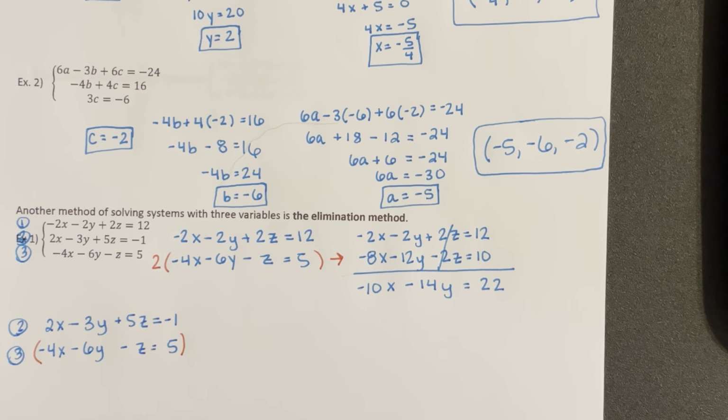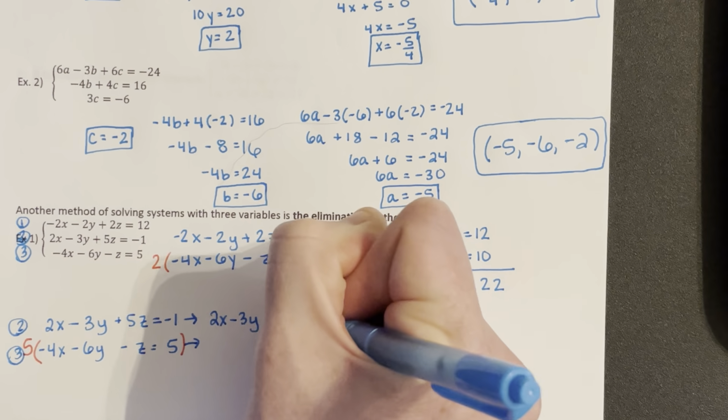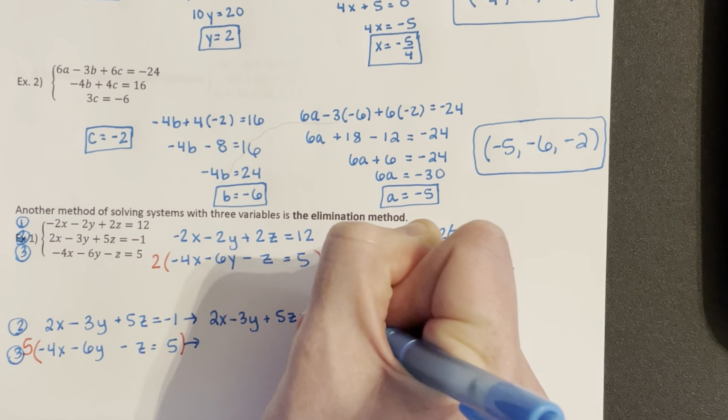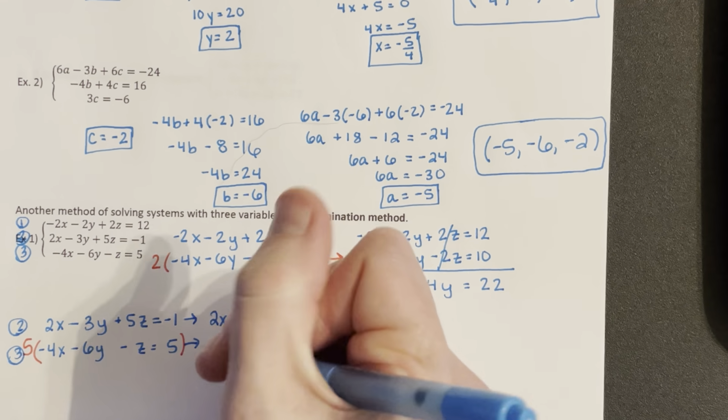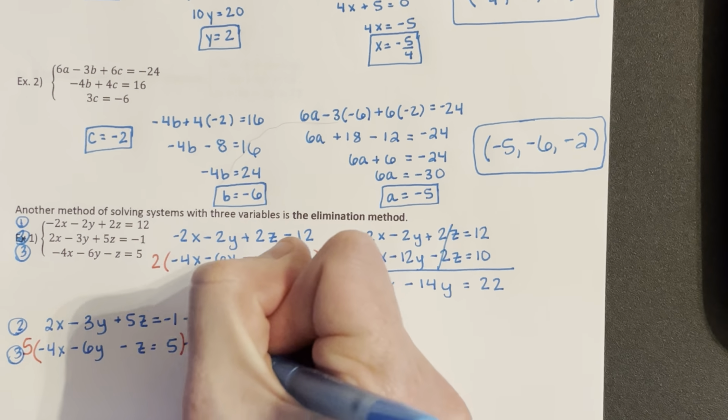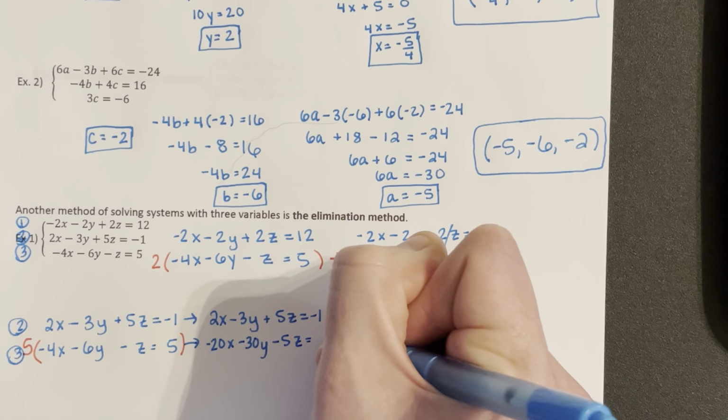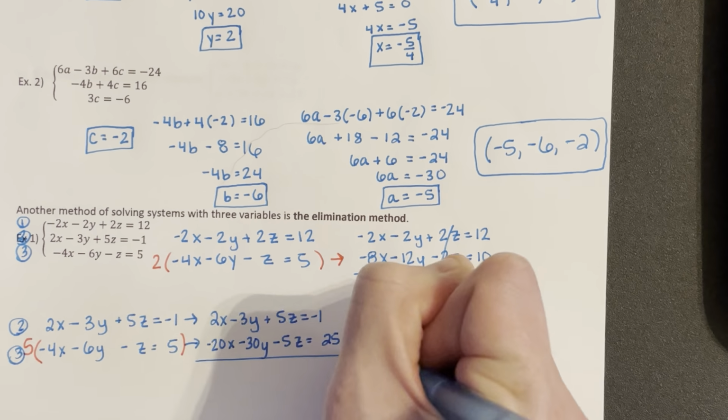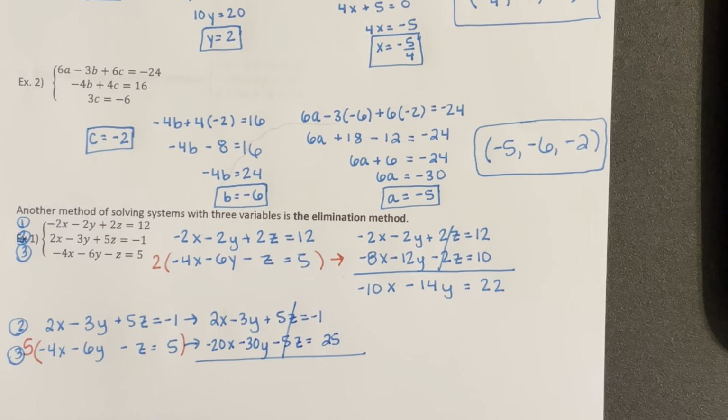So this still says 2x minus 3y plus 5z equals negative 1. The top one didn't change, but the bottom one's now negative 20x. 5 times negative 6, negative 30y. And 5 times negative z is negative 5z equals 25. We add straight down and the z's finally cancel out.